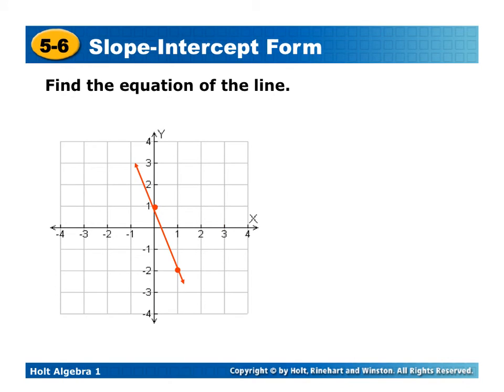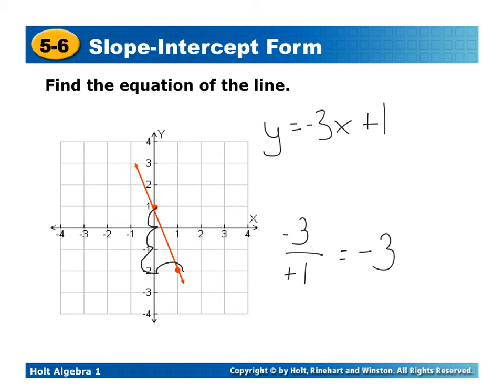Alright, so here's another one for you to try out. Okay. In this case, our y-intercept is positive 1, so it's going to be x plus 1. But on this one, I'm going down 3 steps, so negative 3, and then I go in a direction of positive 1, which is the same thing as just negative 3, so this is negative 3x plus 1.